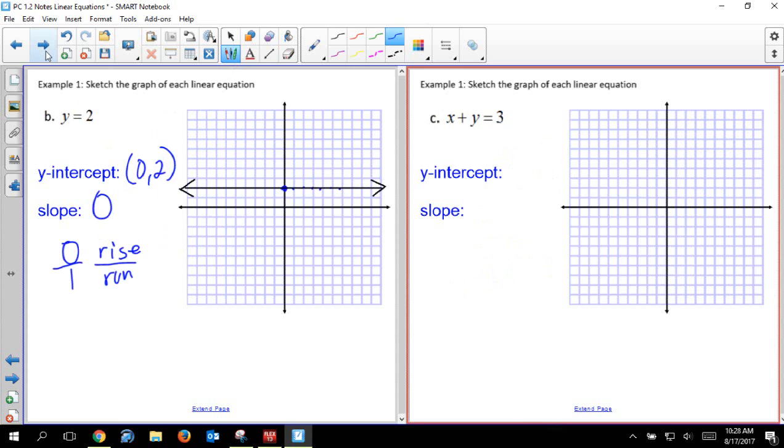Next one, we've got x plus y equals 3. That is not in the form of y equals mx plus b. So how do we take the x and move it over? Subtract it. Excellent. We've got y equals, I'm going to write it first, negative x plus 3. You don't have to write it first. And then our y-intercept is (0, 3), and our slope is -1. You can write it over 1 if you want, but when I write official answers, I have them in simplified form.